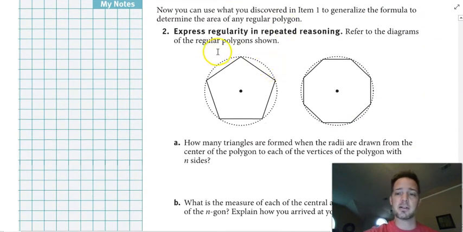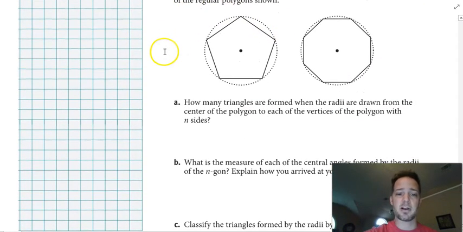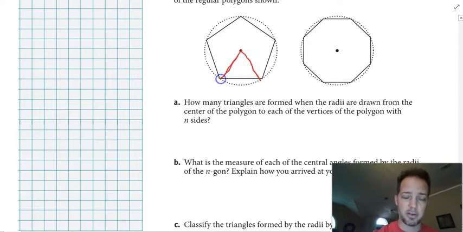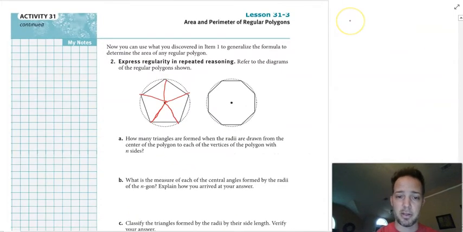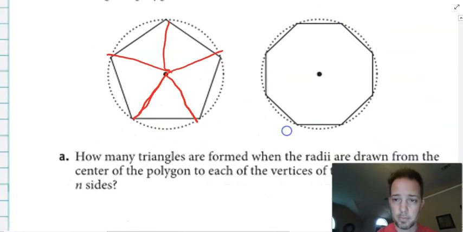So notice right here, it says refer to the diagrams of these regular polygons. How many triangles could you form if you drew all the radii? Well, if it has 5 sides like this pentagon, you're going to be able to draw one triangle for each side and make that the base. So this should end up having 5 triangles. And sure enough, we do have 5 triangles right there. This one is an octagon. It has 8 sides. So 1, 2, 3, 4, 5, 6, 7, 8. There should be 8 triangles on there whenever we draw this.